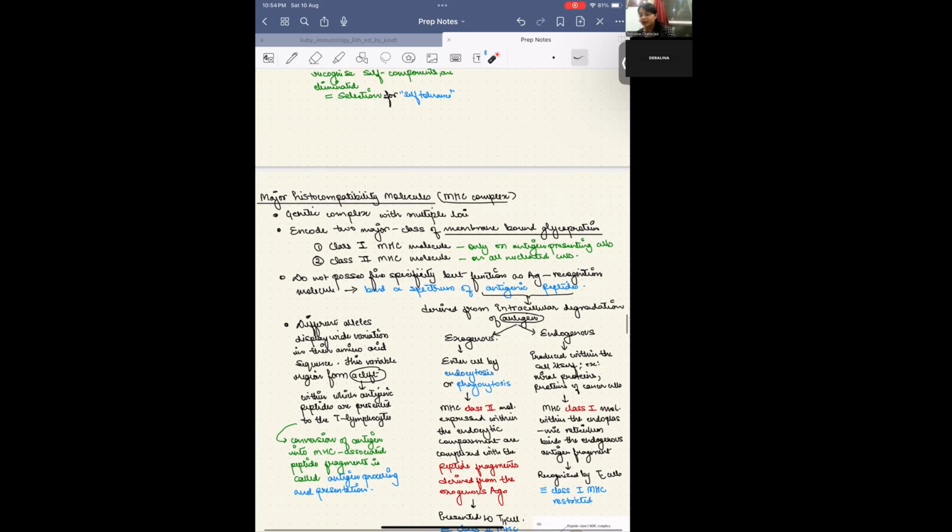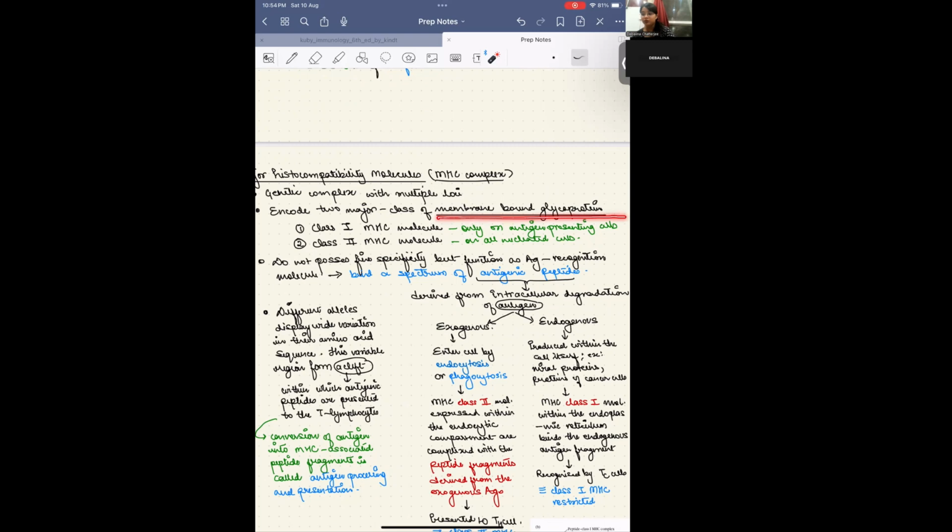So these are again membrane bound proteins, which can be of two types. The class 1 MHC molecule and the class 2 MHC molecule. Class 1 MHC molecules are present on all nucleated cells, whereas the class 2 MHC molecules are only present on the antigen presenting cells.